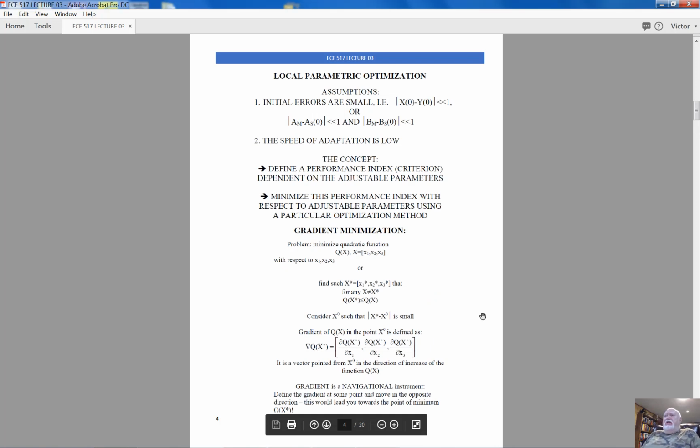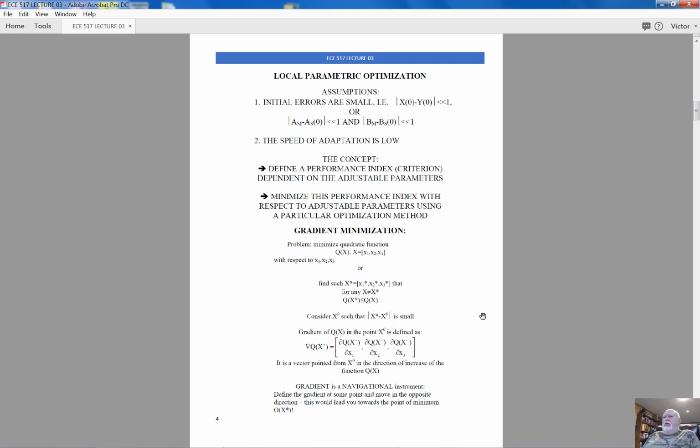We will start from the local parametric optimization approach. This local parametric optimization starts from assumptions. You see, it's not global asymptotic stability at all. Actually, later you will realize that local parametric optimization is a technique that sometimes works, but this technique does not imply the use of any stability conditions.